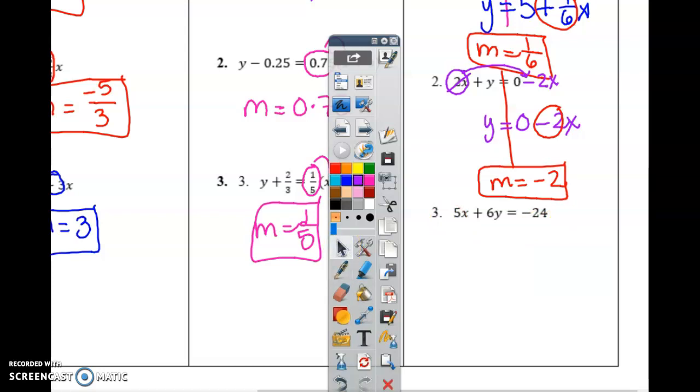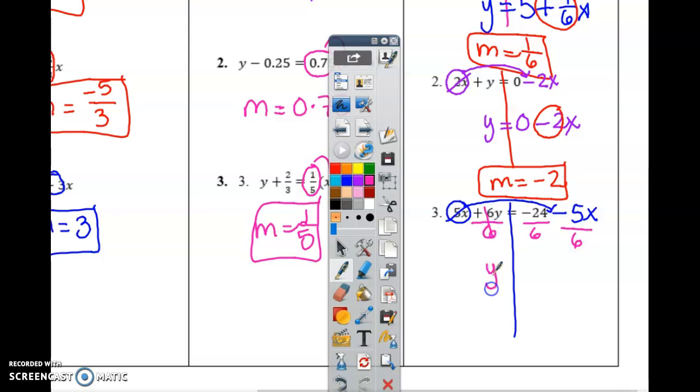Okay, you should be ready to go. You should have done this without my help. If not, press pause. What do you move first? The 5x. What happens? Minus 5x. And then? Divide by 6. Don't change the sign.